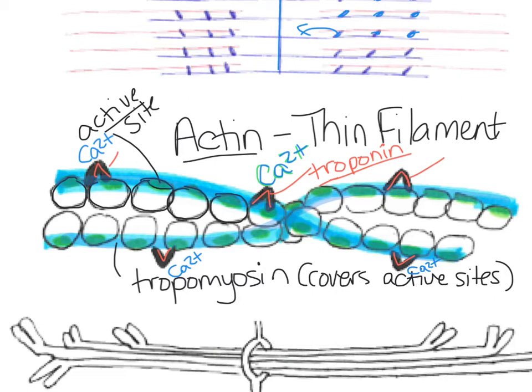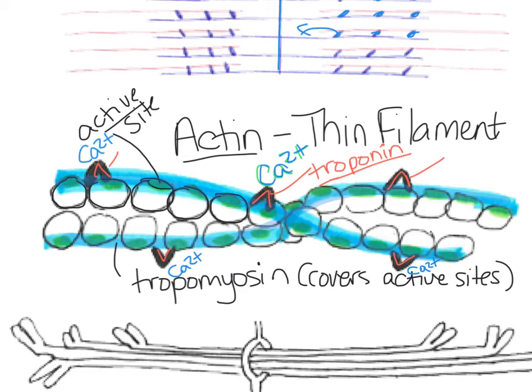We need calcium to bind to troponin, to move tropomyosin away from the active site, to expose the active site so the myosin head can bind. So the questions on the exam are going to be, what does troponin do? What does tropomyosin do? What can expose the active site? What ion will expose the active site? It's calcium. So those are going to be some of the questions that you'll have on the lecture exam.